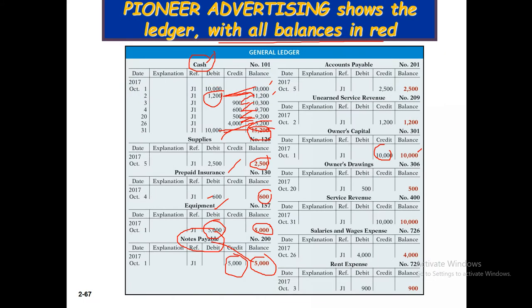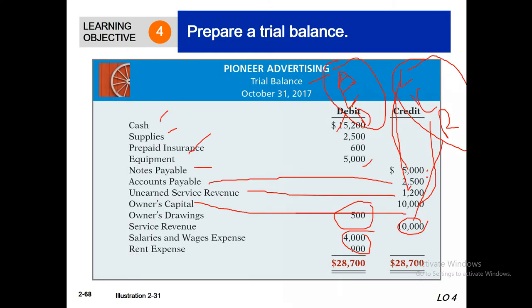Again, I can say this: cash debit balance, supplies debit balance, prepaid insurance debit balance, equipment debit balance, notes payable credit balance, accounts payable credit balance, unearned service revenue credit balance, owner's capital credit balance, owner's drawing debit balance, service revenue credit balance, these two expenses debit balances. So by using this general ledger, that means closing items, at the end of the month we have got this balance, and by using this balance we are preparing this trial balance. Okay, I think everybody is clear. And in the trial balance both sides will be equal.